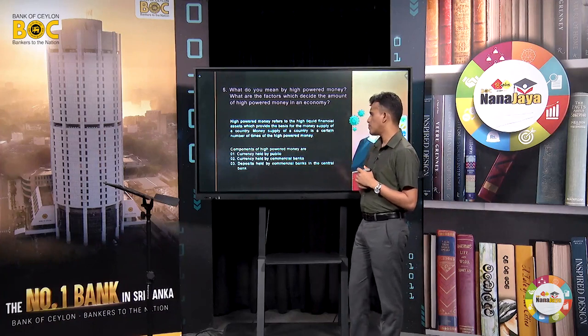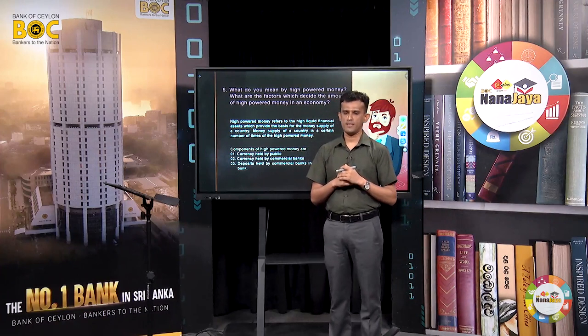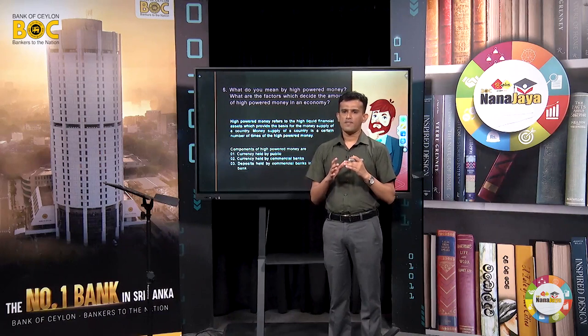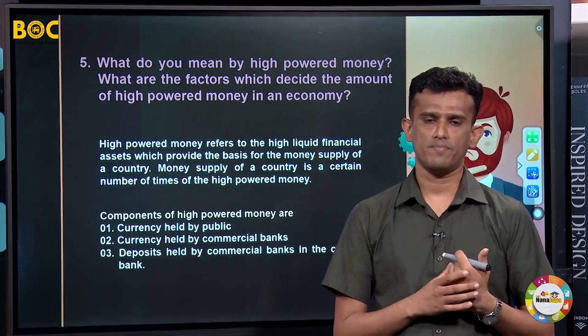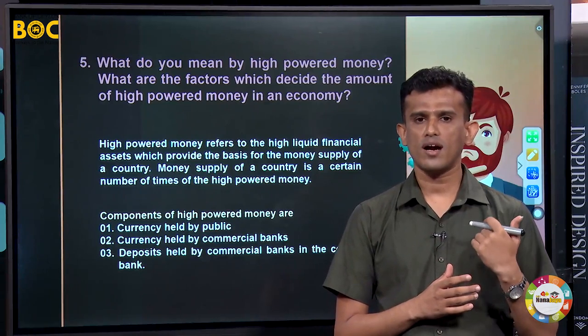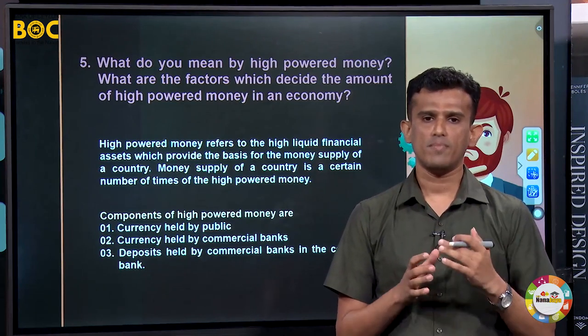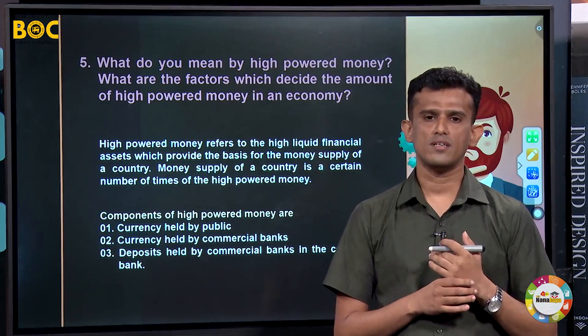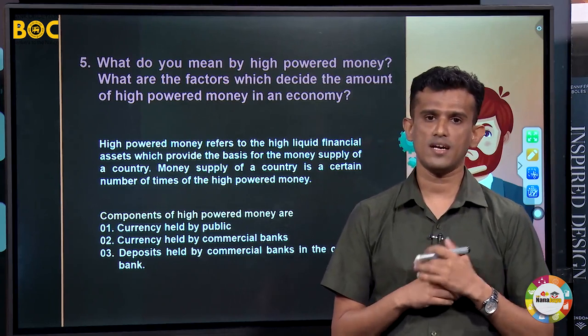And then the components of high-powered money, we identify three major components. The components are identified based on the possession of the high-powered money the central bank has released up to the given point of time. From the total currency notes and coins printed and issued by the central bank, a part should be with the general public of the economy. We identify this as the currency held by public.